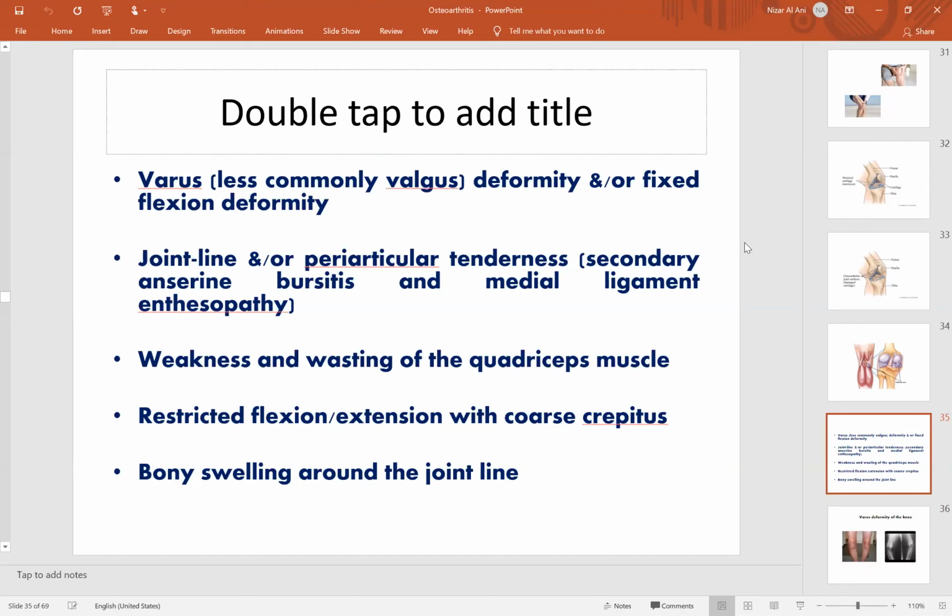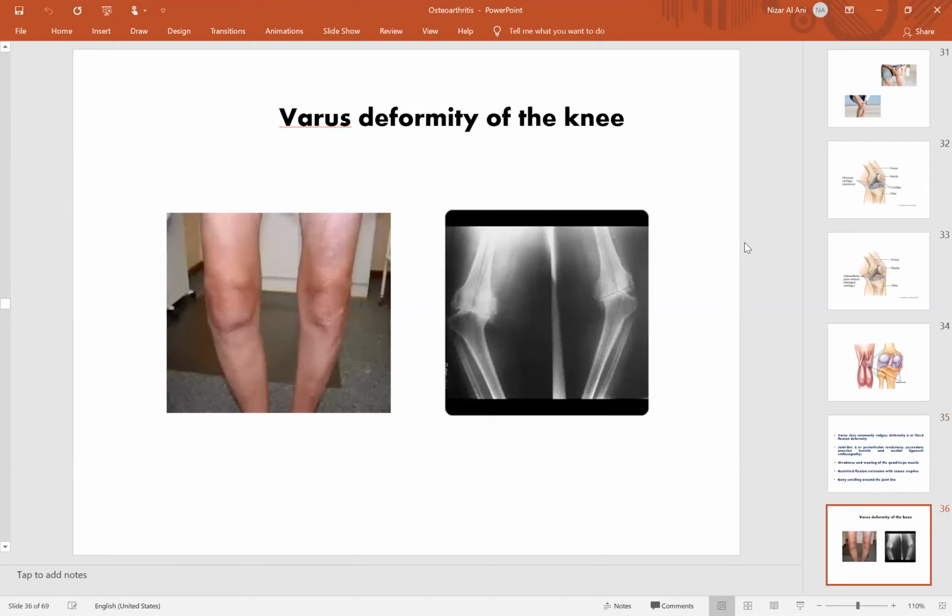Deformities can occur in knee osteoarthritis. The most common is the varus deformity and or fixed flexion deformity. There is joint line and or periarticular tenderness, secondary to anserine bursitis and medial ligament enthesopathy. Also, there will be weakness and wasting of the quadriceps muscle, restriction of flexion and extension with coarse crepitus on palpation of the joint. Also, we can feel bone swelling around the joint line. This is the varus deformity of the knee, clinically and radiologically.